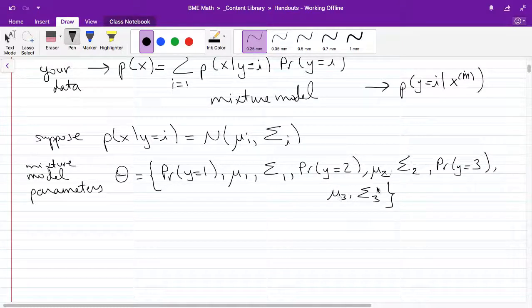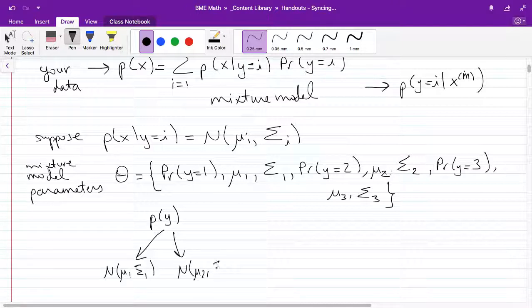If I knew these parameters, I would say that that's what generated the data that you have. Of course, I don't know these parameters. So if you only have 3 classes, my generative model is that there's some variable y that generates some data with mean mu1, variance sigma 1, or mean mu2, variance sigma 2, or mean mu3 and variance sigma 3. So this is how my data was generated.